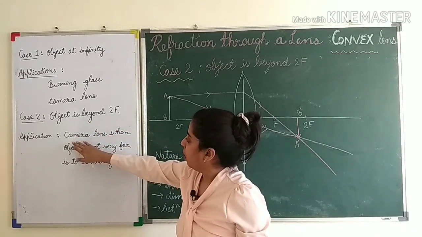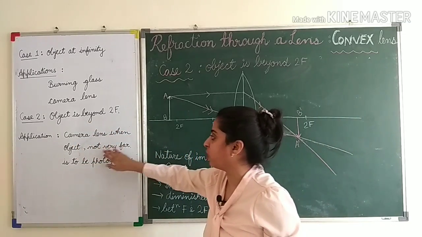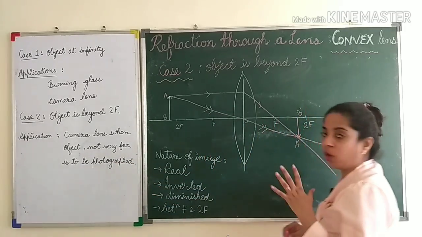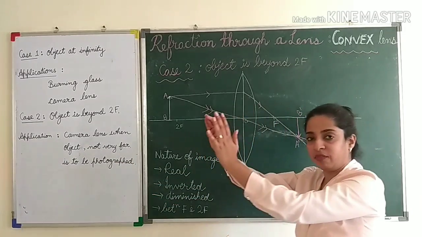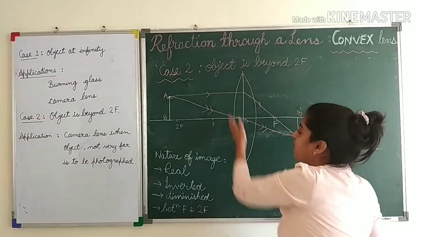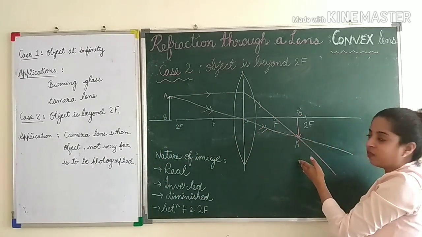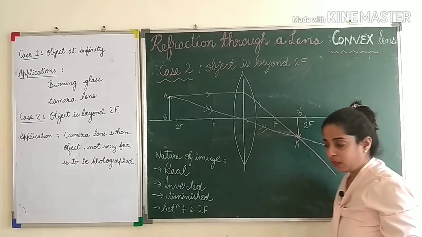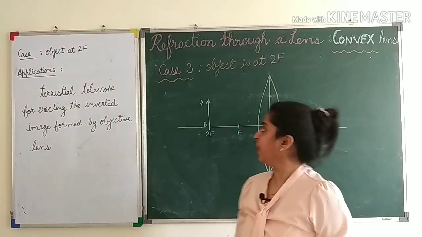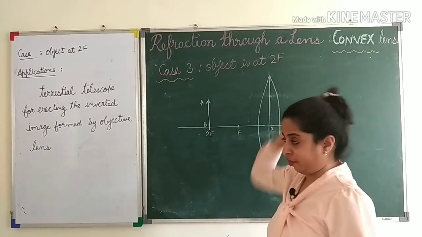Here, application is in camera lens when the object is not very far is to be photographed. Okay, when we want to photograph an object which is not at infinity, which is slightly close. So, this is the object, this is our camera lens, and this is where we will keep the screen. Okay, now let's move on to our case 3. Okay, our case 3 is object is at 2F.